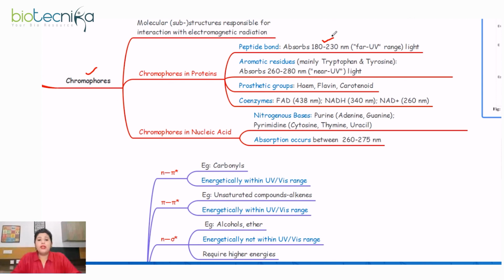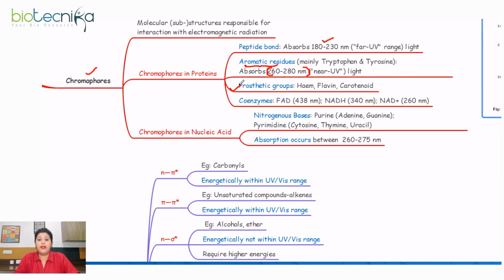Then when you talk about the aromatic residues, proteins are made up of amino acids, right? If you go through the classification of amino acids, we have aliphatic amino acids and aromatic amino acids. Specifically, the aromatic residues are responsible for absorption of light. They are tryptophan, tyrosine, and phenylalanine, where the major contribution to absorption is made by tryptophan and tyrosine. They absorb 260 to 280 nm light, that is near UV light. Then prosthetic groups, that is flavin, carotenoid, heme, are also chromophores in proteins.